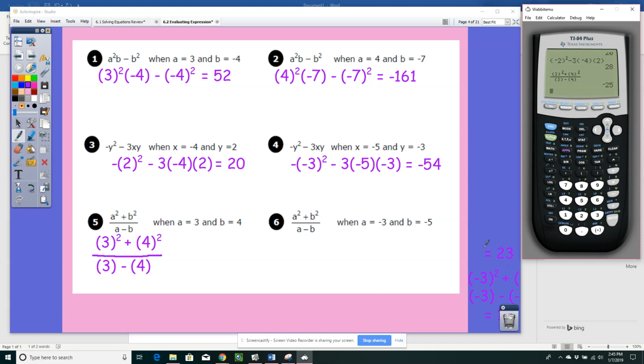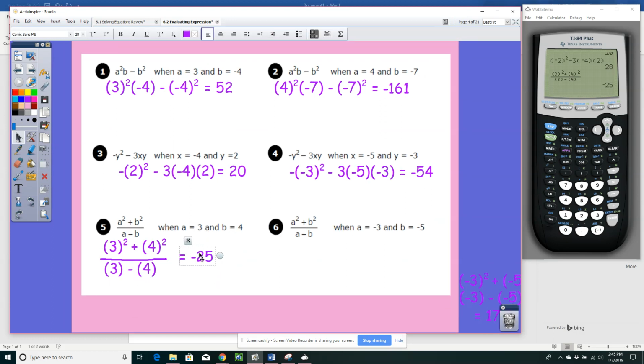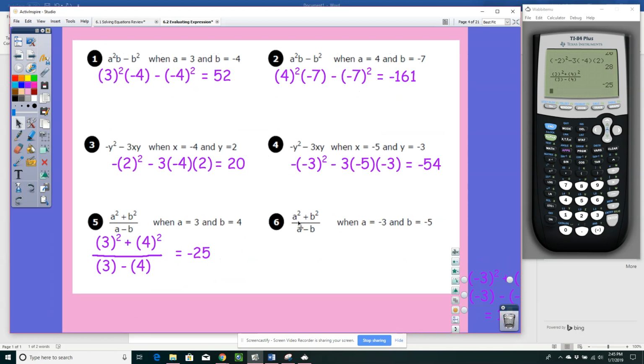Oh, hang on. Let me fix this real quick. So this one should be negative 25. And so again, we have the exact same expression here, but now I'm just using different numbers. And this just shows you how much can change just by changing a number or two. So you would put it in your calculator the exact same way. And so here I get 17.